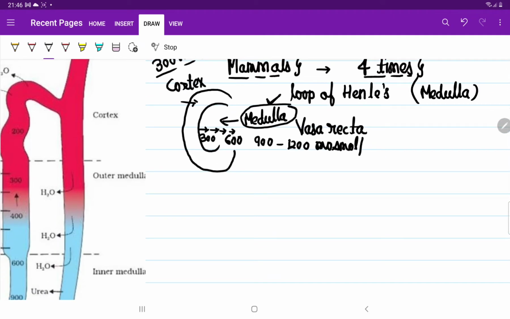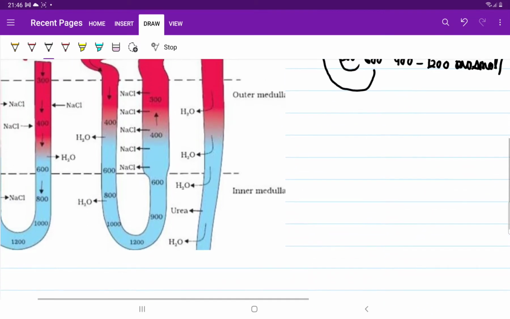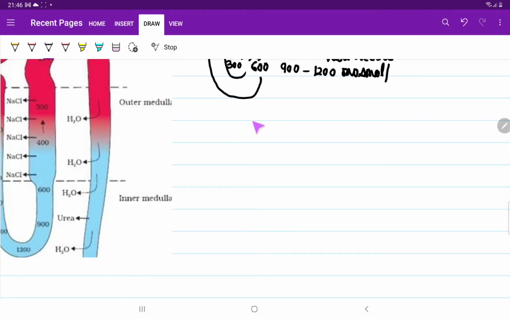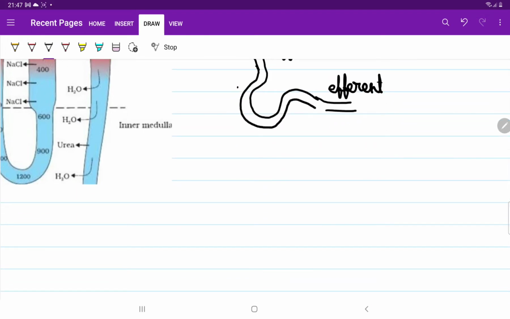Here only the collecting duct is present, and this loop of Henle is surrounded by a network of blood capillaries, that is called vasa recta. Students, try to understand it. See, if this is the ascending loop, this is the efferent arteriole. And this is our Bowman's capsule.